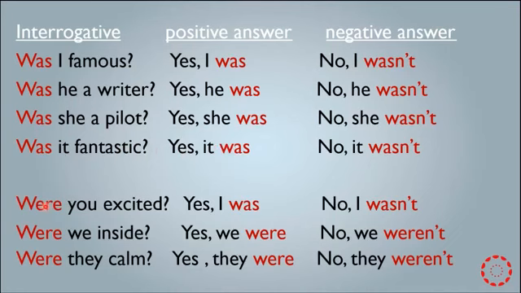Change their place. For were? Were you excited? Yes, I was. Why here I was? Because when you say were you excited, you ask someone a question, so the person is going to answer by himself. That's why here we say was. If you have were you excited, the answer should be yes, I was. No, I wasn't. Were we inside? Yes, we were. No, we weren't. Were they calm? Here for the answer, just change the subject with the verb. Okay?